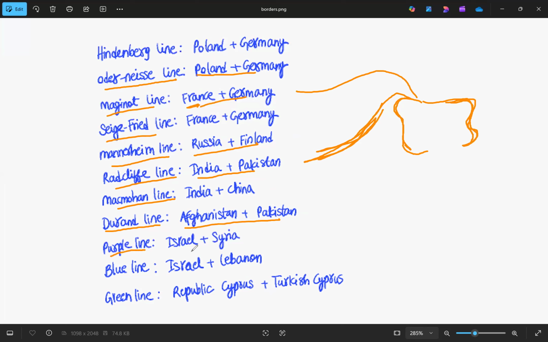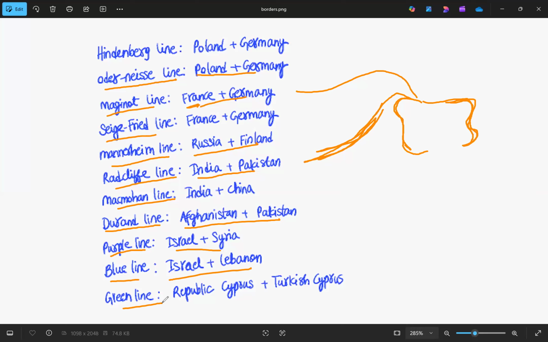The next one is the purple line. This purple line is between Israel and Syria. In West Asia, we have Israel and Syria, and they are separated by the purple line. The next one, the blue line. Blue line, Israel and Lebanon, separated by the blue line. And the last one is the green line. The green line demarcates between the Republic of Cyprus and the Cyprus that is occupied by Turkey. So the green line demarcates Republic Cyprus and Turkish Cyprus.